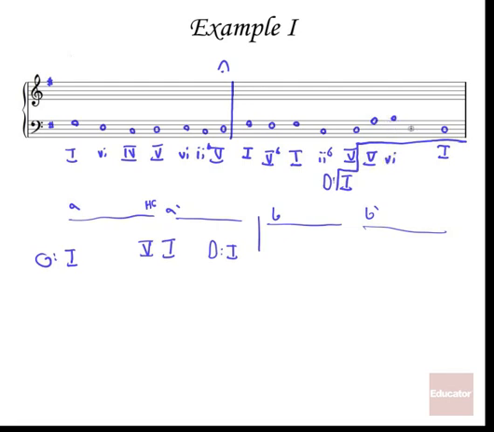and then back to 4, let's see, and then 5, 7, and 1. So this is, again, using the 7th to really strongly emphasize that we're in D major now and not G major. Okay, so here is the first half of the binary form in G major, which modulates to the dominant D major.